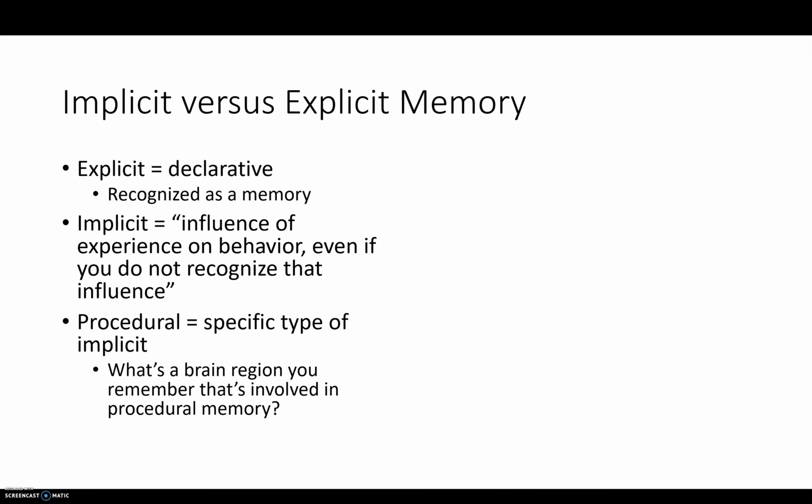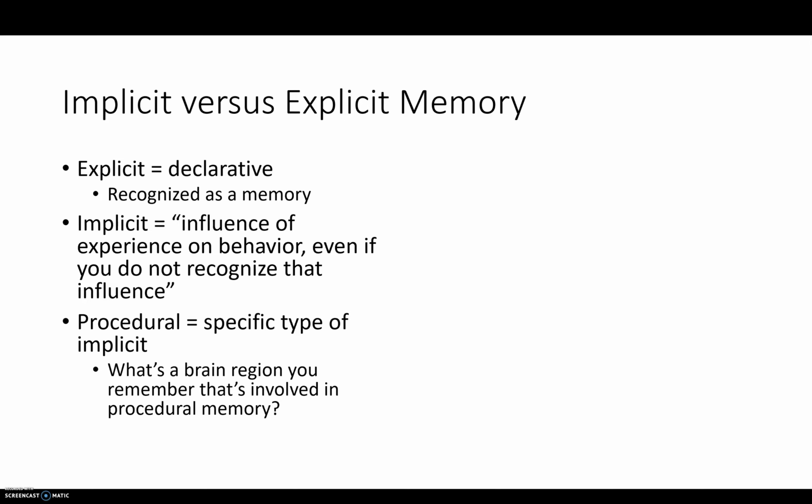Implicit versus explicit memory. This is another way in which, well, these are long-term memories, different types of long-term memories. So explicit memories, these are declarative memories. These are things that are recognized as a memory, something that you can report and you're consciously aware of. Implicit means that experiences can still influence your behavior, even if you don't recognize that influence consciously.